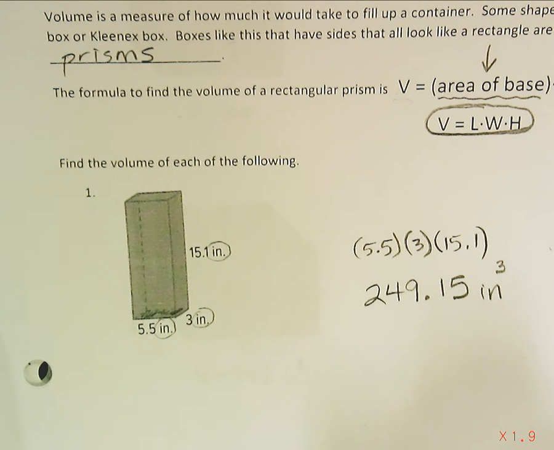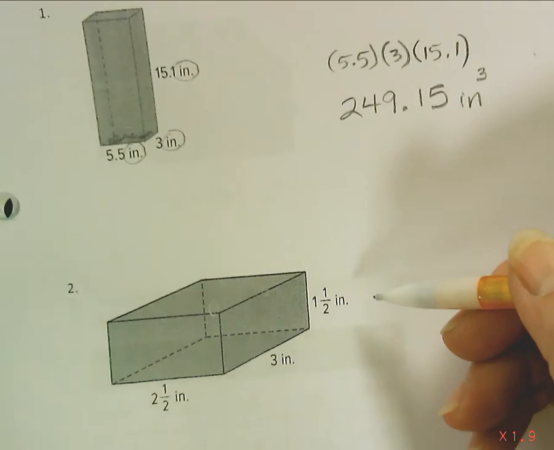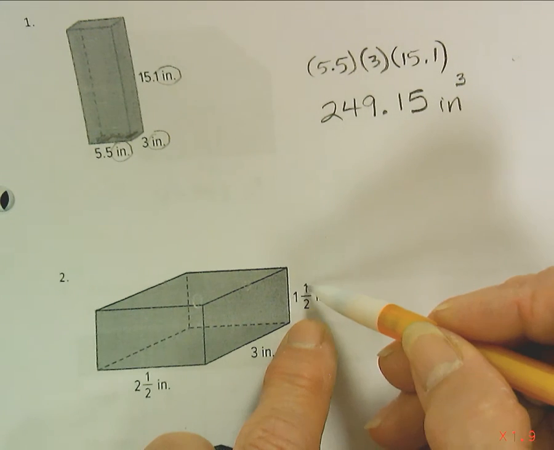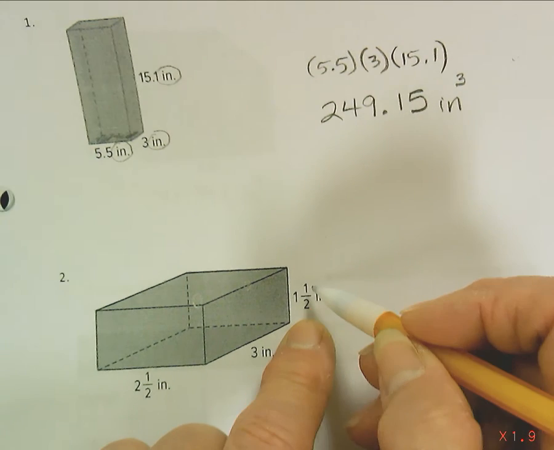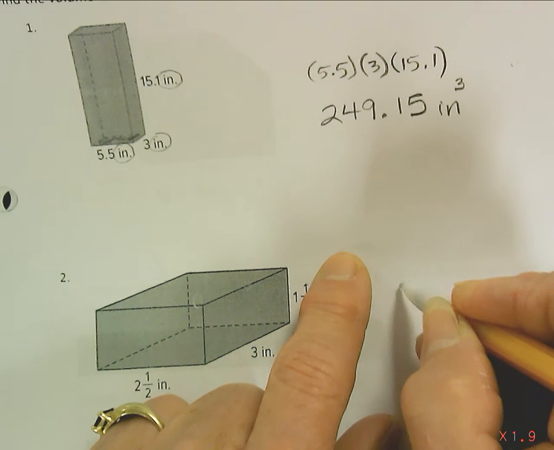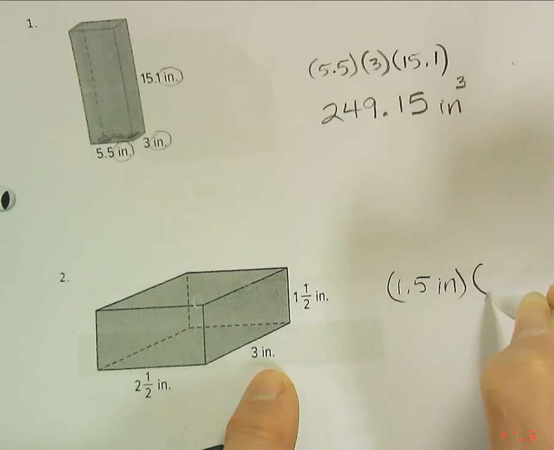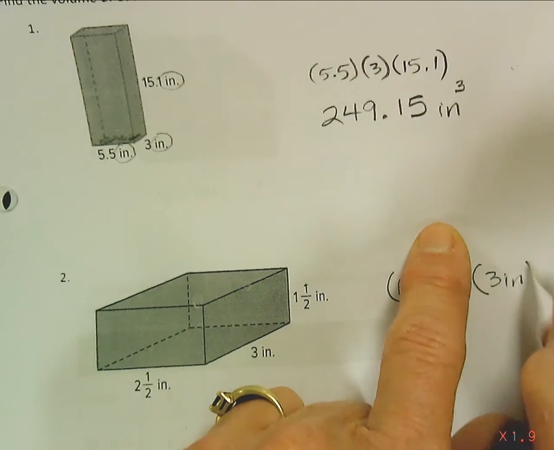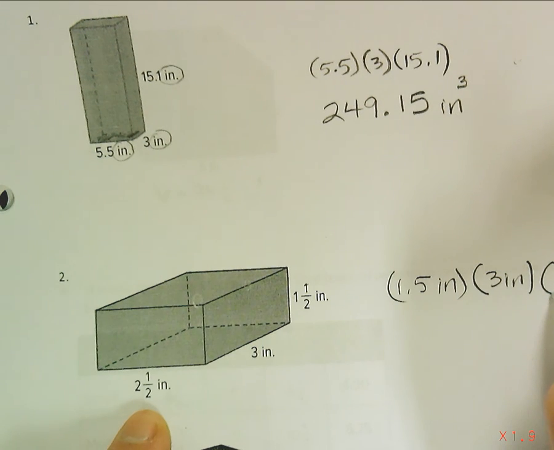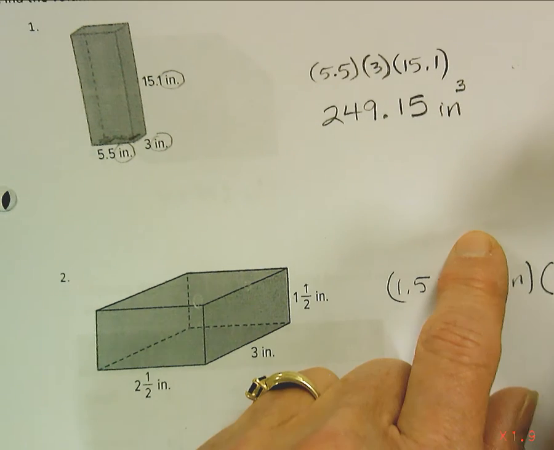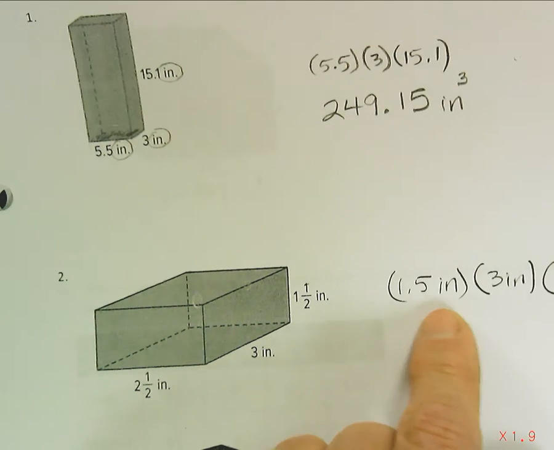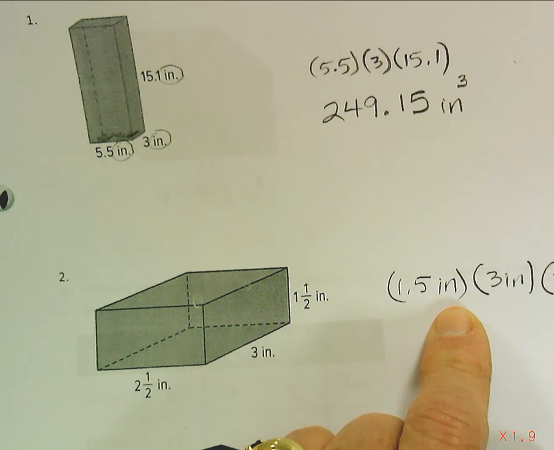Well, 2.5. Oh, up here. I'm sorry. You saw, yes. 1.5 would be the height. That's exactly right. To change a fraction to a decimal, it's just the top number divided by the bottom one. So I've got 1.5 inches times 3 inches times this 2.5. What is that as a decimal? 2.5 inches. And now your calculator is going to do the rest of the work for you.